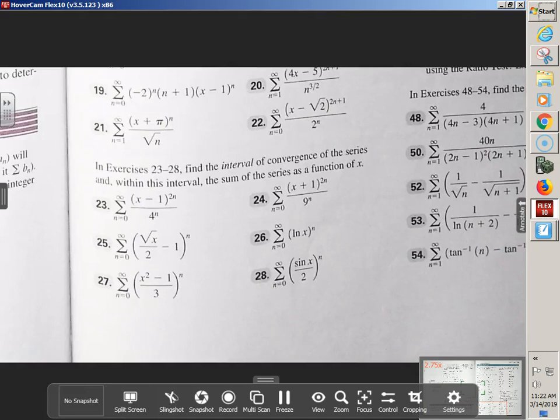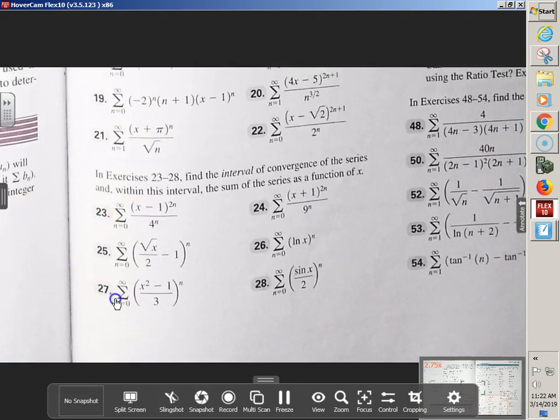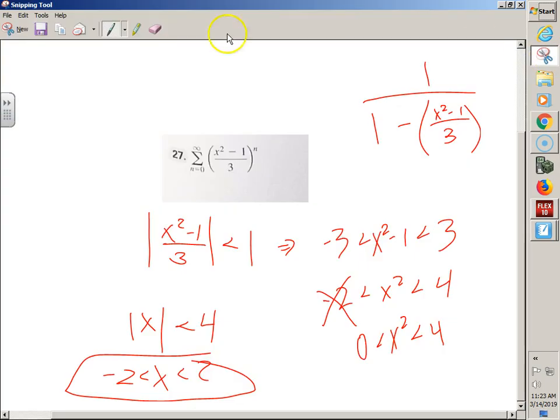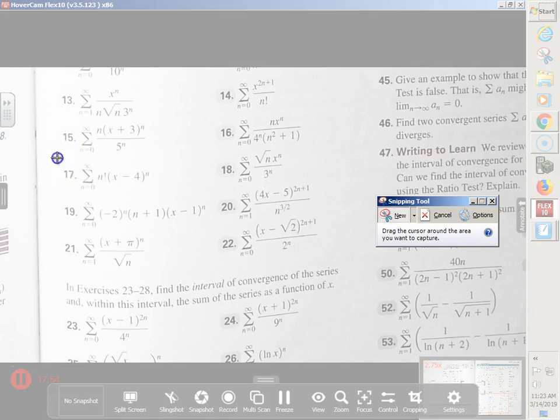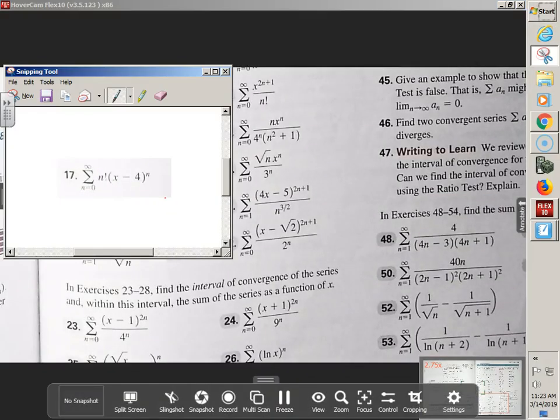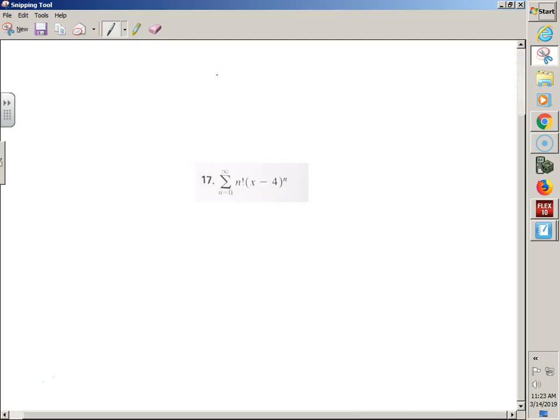All right. I just actually did number 17. I think I ended up getting the right answer, but I don't think I did it legally. What did you do? Well, I did the ratio test with the limit and everything, but then when I got down to finding the interval of convergence, I had n plus 1 times x minus 4 over the first one.